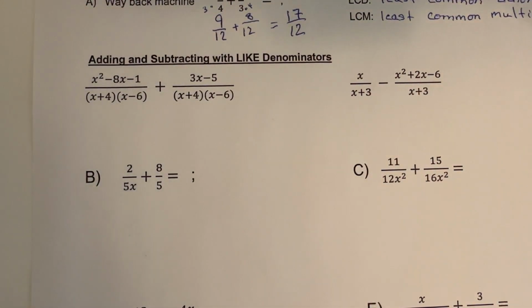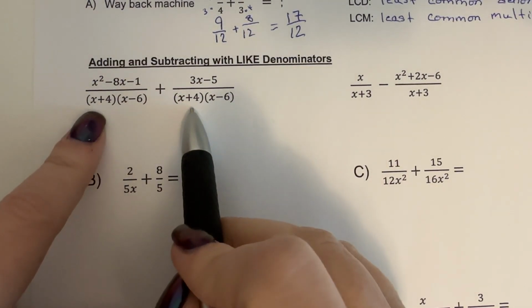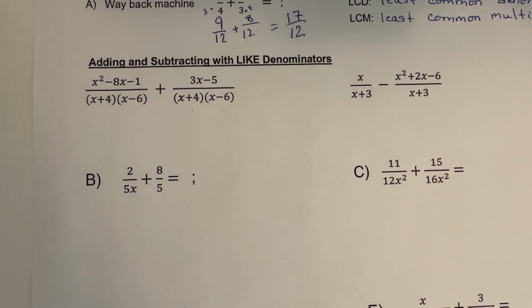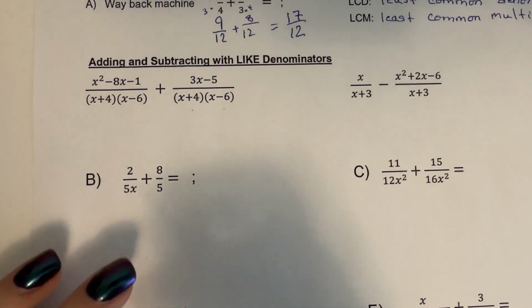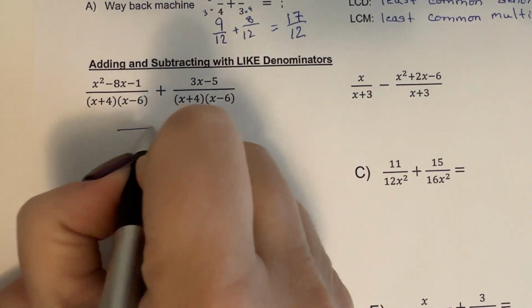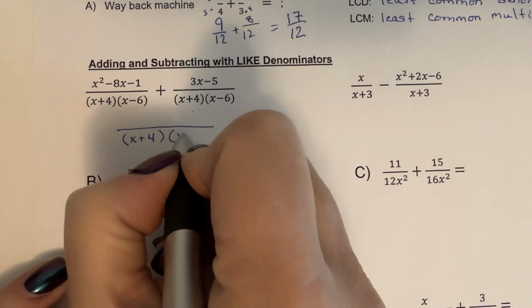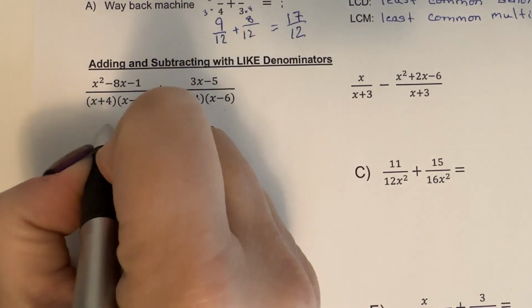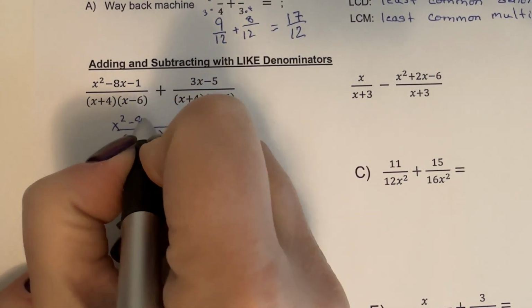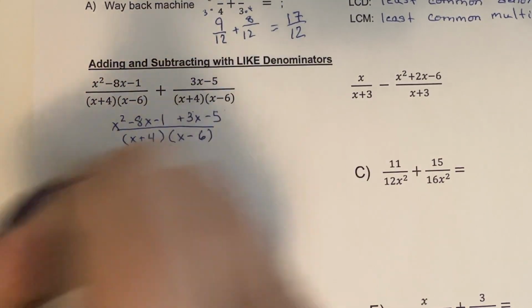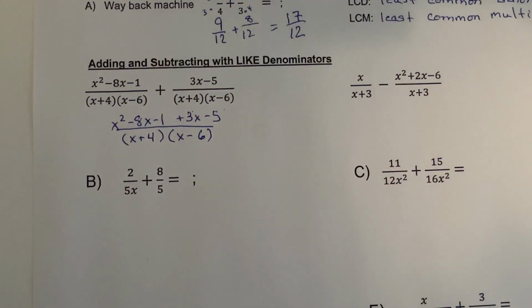Now these two examples have common denominators. So if they have common denominators, see, look, they both have an x plus 4 and they both have an x minus 6. That means that you're just able to add the numerators together. So I can effectively rewrite this as x plus 4 over x minus 6. And so I'll have x squared minus 8x minus 1 plus 3x minus 5. So notice how I just put those together.